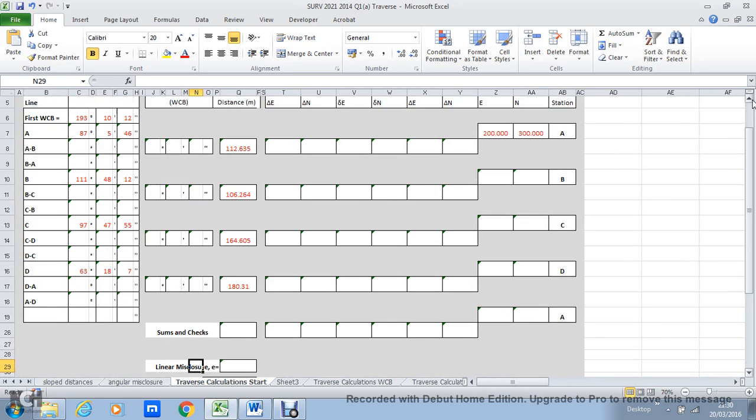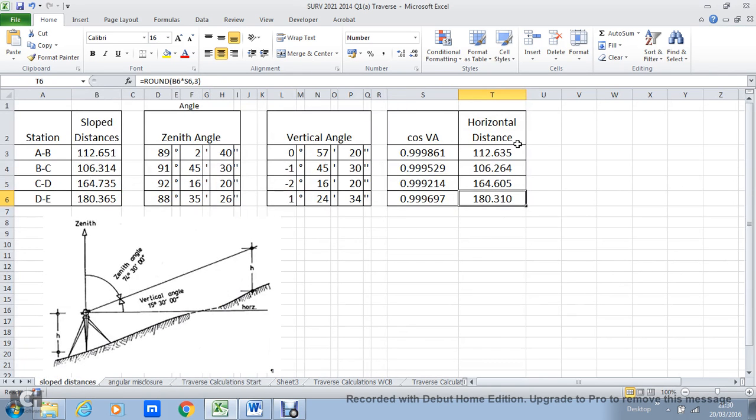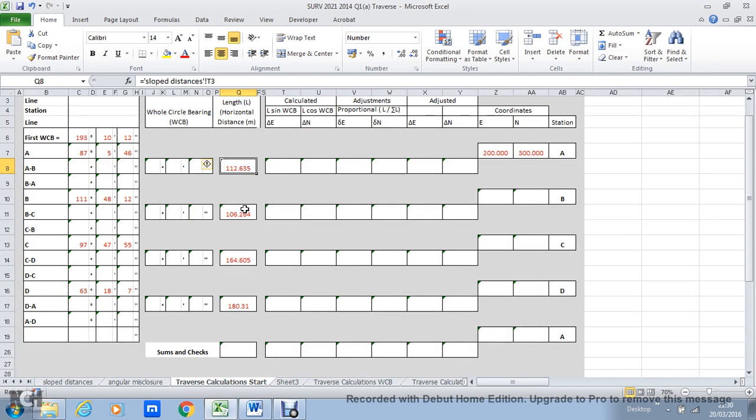What you need to do is transfer the distance A to B into this cell here. So that's where the 112.635 comes from. A to B is 112.635, B to C is 106.264, so that goes into the second cell, B to C. Remember, this column is for the length, the horizontal distance in metres.